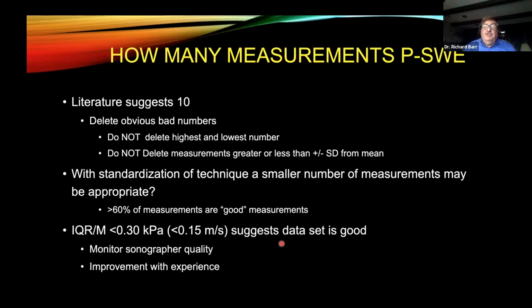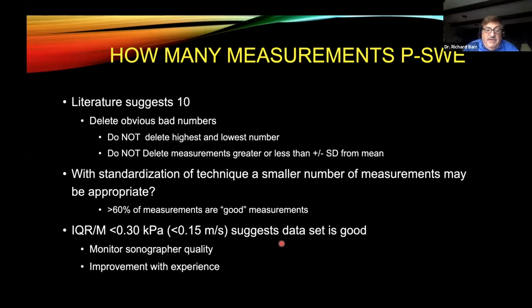So how many measurements should we take? In point shear wave, the literature suggests 10. Now, you shouldn't go and delete the highest and lowest number. You shouldn't have to delete measurements that are greater or less than the standard deviation from the mean, because if you're doing things right, you should have numbers that are very close to each other. Obviously, if you know the patient took a deep breath, you moved, or something was wrong, don't put that measurement in the calculation package. But in general, you should be able to do this without looking at the numbers and deleting ones you don't like.